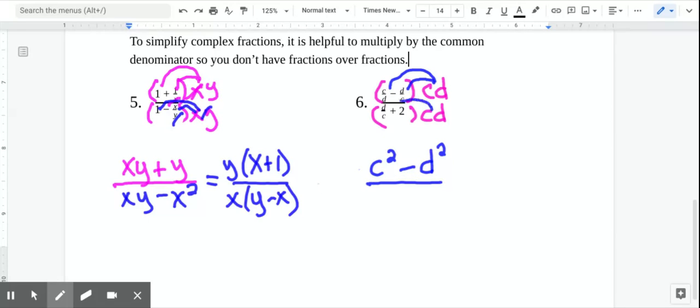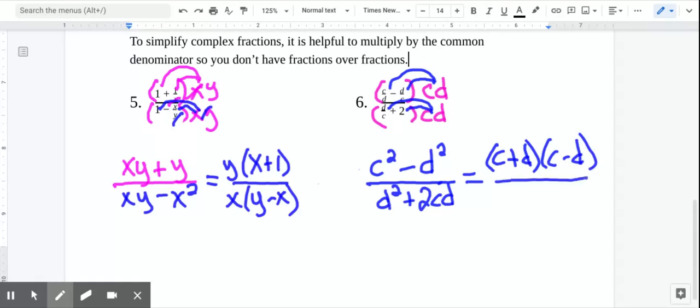In the denominator, I'm going to distribute here. The c's will cancel, and that's going to leave me with d squared. And when I multiply here, nothing cancels, so it's just 2cd. This is a fine answer. This works. You could factor a little bit if you wanted to. The top is a difference of squares, so you could factor that into c plus d, c minus d. And then the denominator has a GCF of d, so we get d plus 2c. Nothing cancels out of that, so I don't know if it's really worth factoring. Our first answer might have been fine.